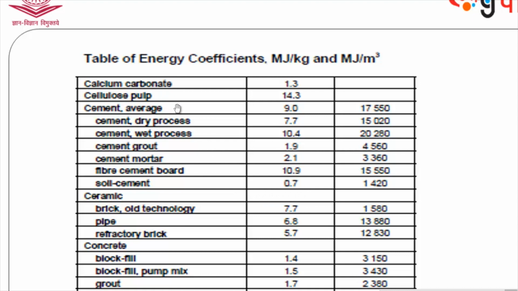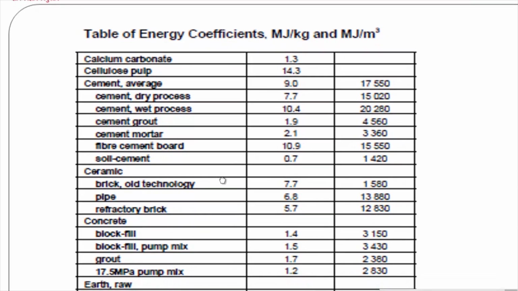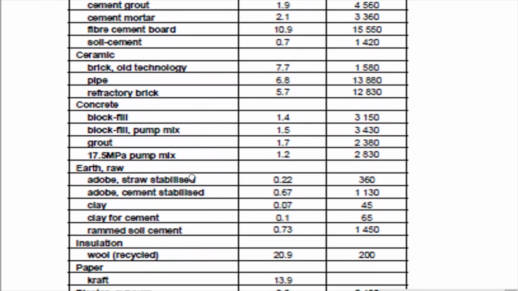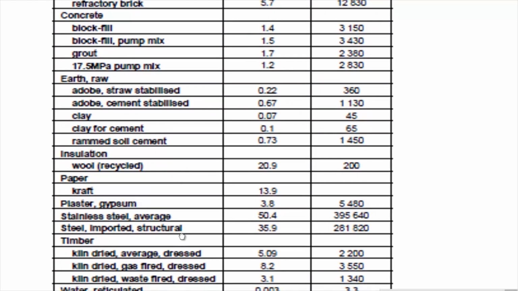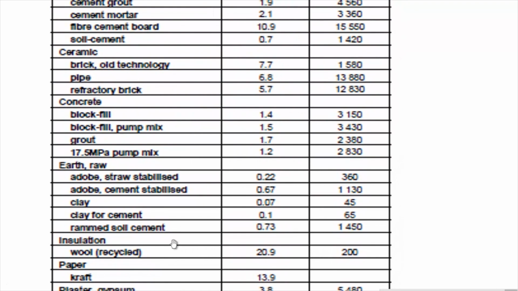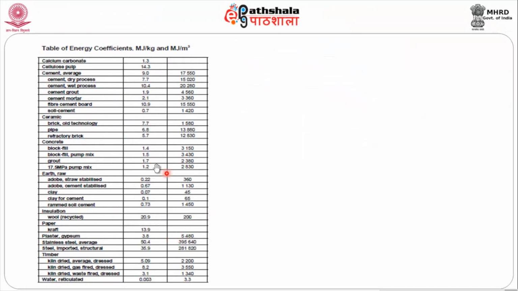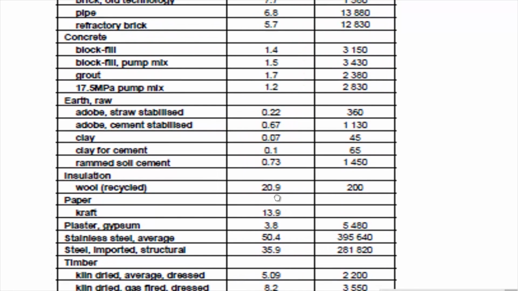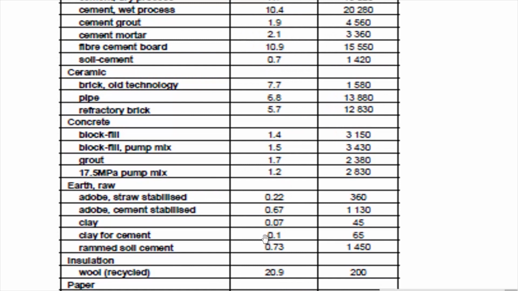I'll read out the contents inside this chart: calcium carbonate, cellulose pulp, cement, ceramic, concrete, earth, insulation, paper, plaster, timber, water. All these materials, as we know, are used in the building industries. The lesser value, if you look at it in terms of timber, is 3.1, and the much lesser value is 0.22 for earth.